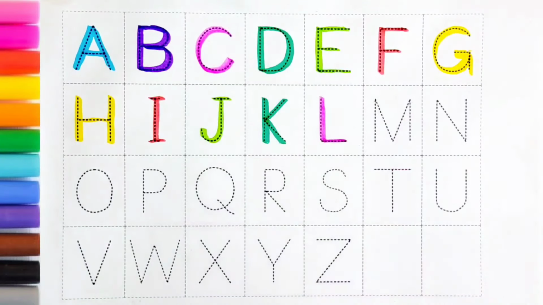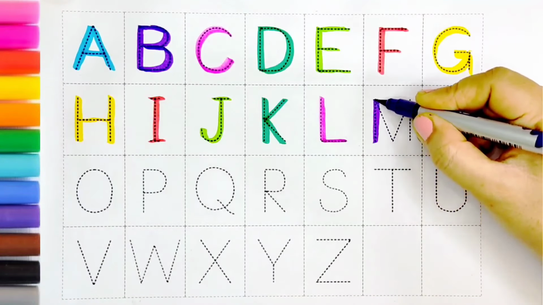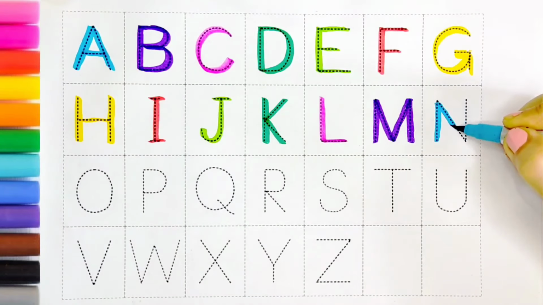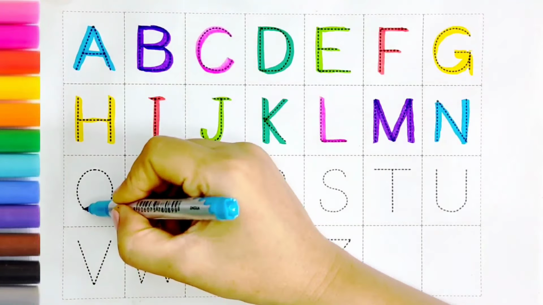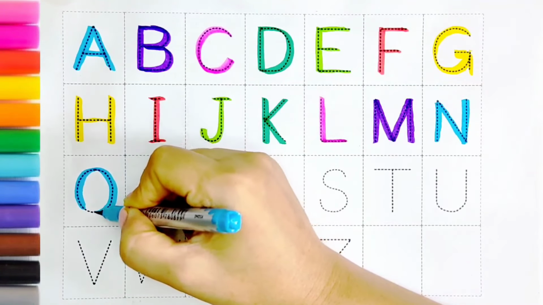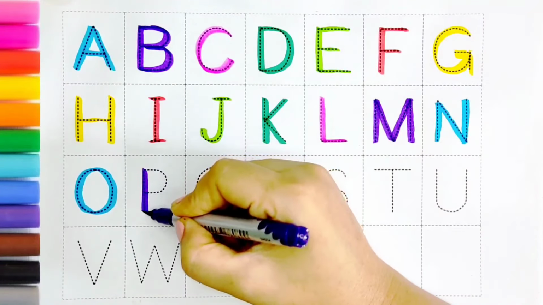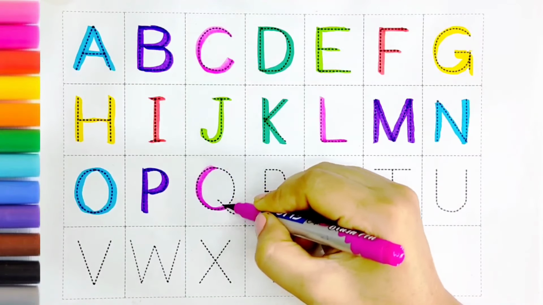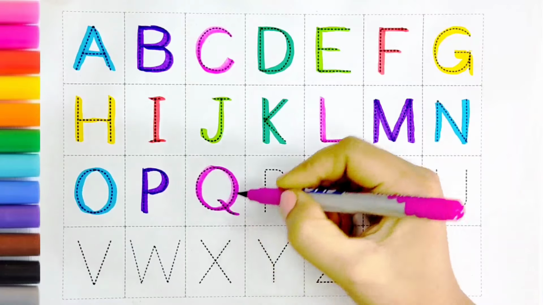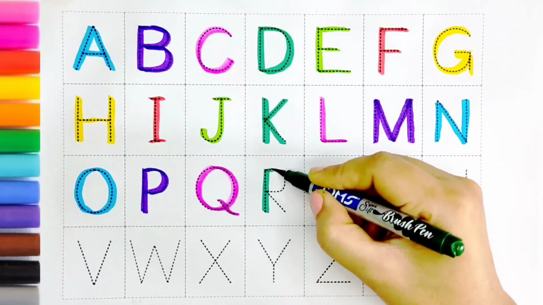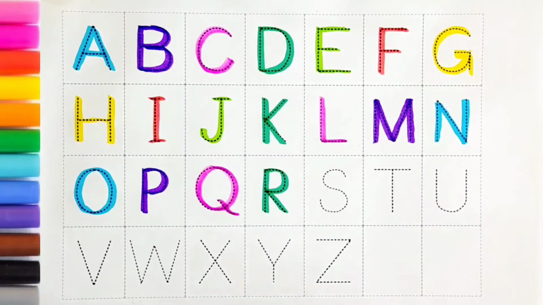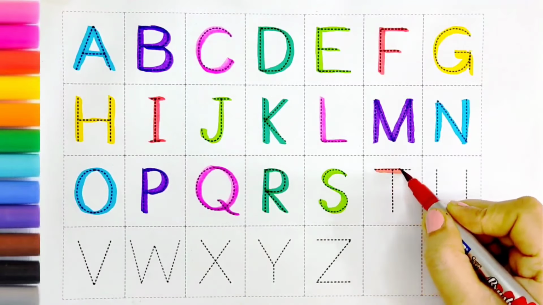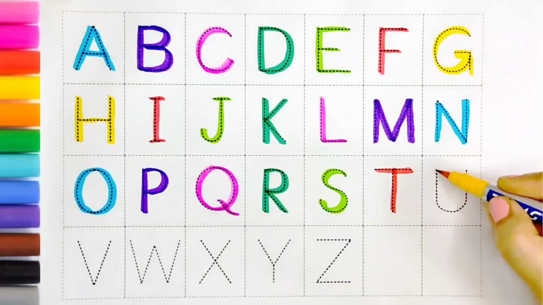Pink color. L for lion. Purple color. M for mango. Sky blue color. N for nest. Sky blue color. O for orange. Purple color. P for peacock. Pink color. Q for queen. Dark green color. R for rabbit. Light green color. S for sunflower. Red color. T for tiger.